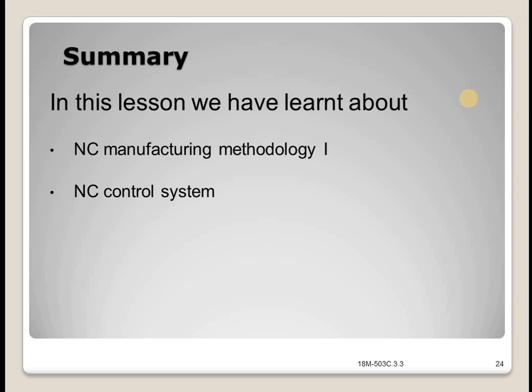In this session, we have learned about manufacturing methodology and the steps in manufacturing methodology. Those steps are process planning, part programming, tape preparation, tape verification, and production. In NC control systems, those are the PTP point-to-point control system, straight cut, and continuous path contouring type system.